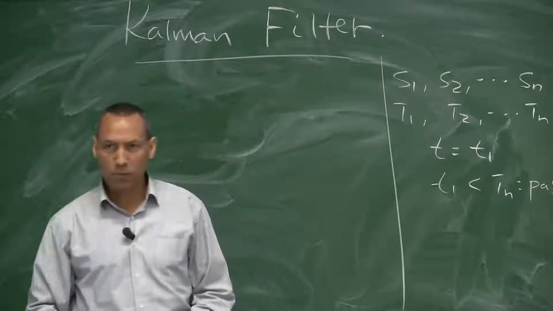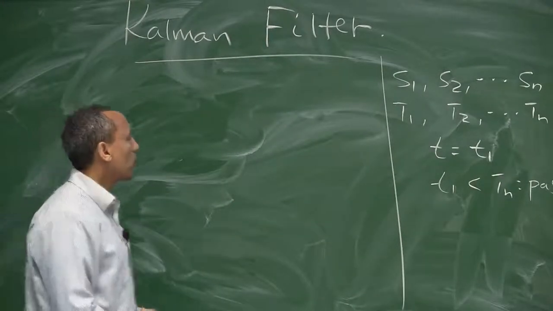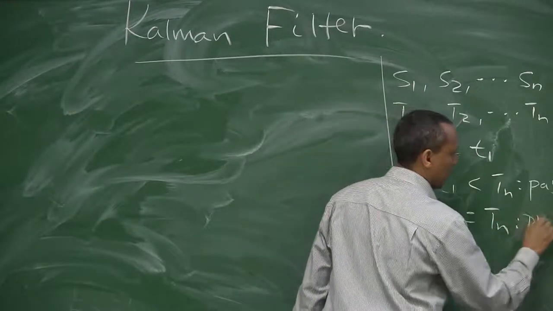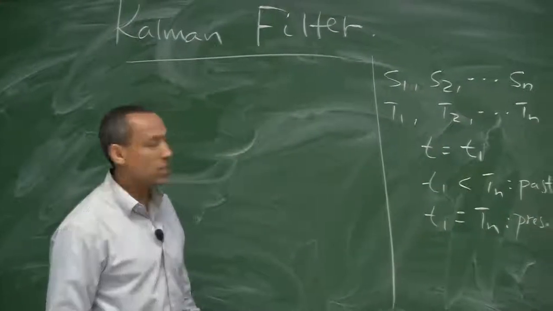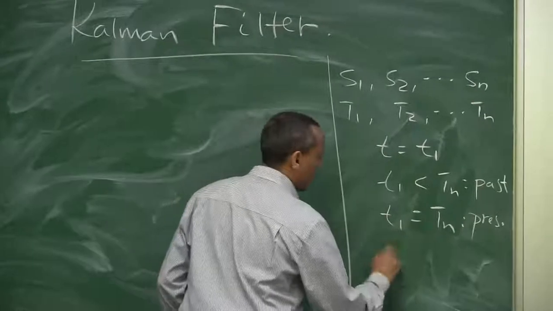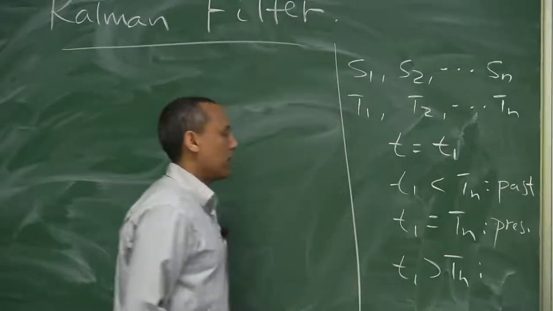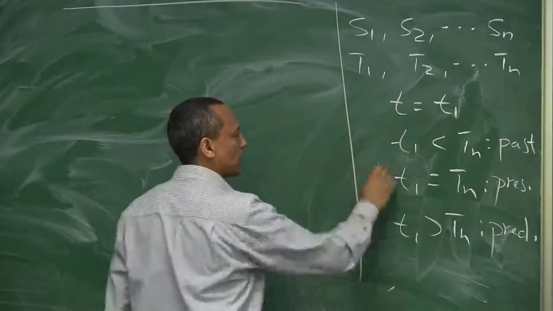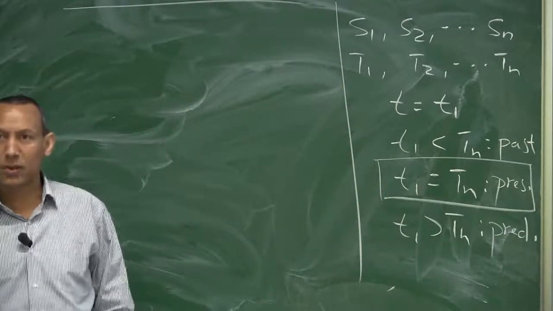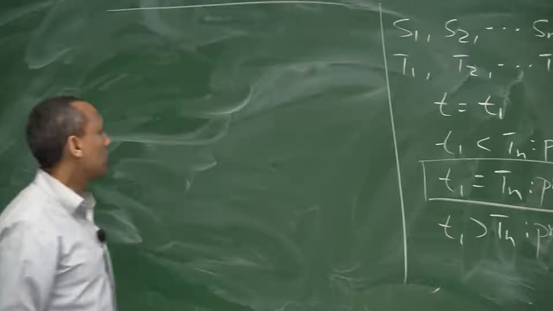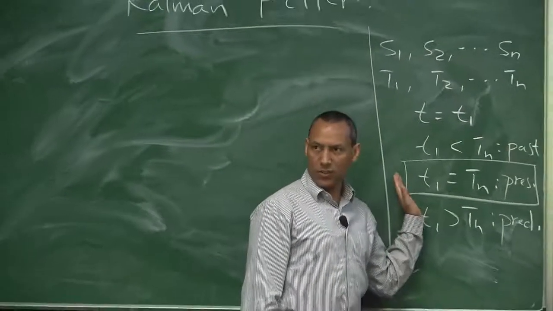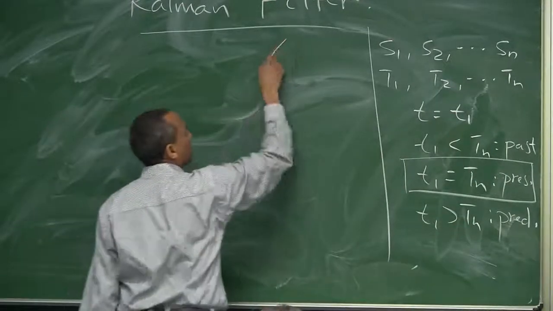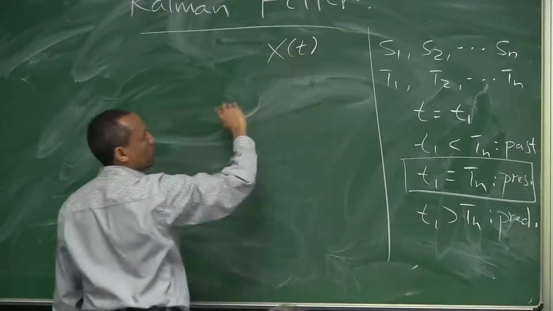And this is a smoothing problem, right? We wish to address a smoothing problem. If T1 is equal to Tn, this has to do with the present time, and this is a filtering problem. And we said if T1 is greater than Tn, then we are dealing with a prediction. And we have seen that the minimum mean square estimation we dealt with in the previous session was of this nature. Okay, T1 is equal to Tn, because we always focused, if you remember, at t.